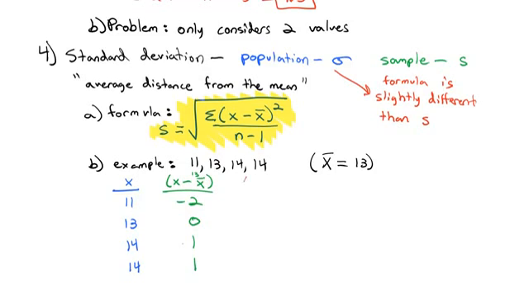Then the formula says to square our values. So the x minus x bar, each of those values needs to be squared. Negative 2 squared is 4. 0 squared is 0. 1 squared is 1. And 1 squared is 1.